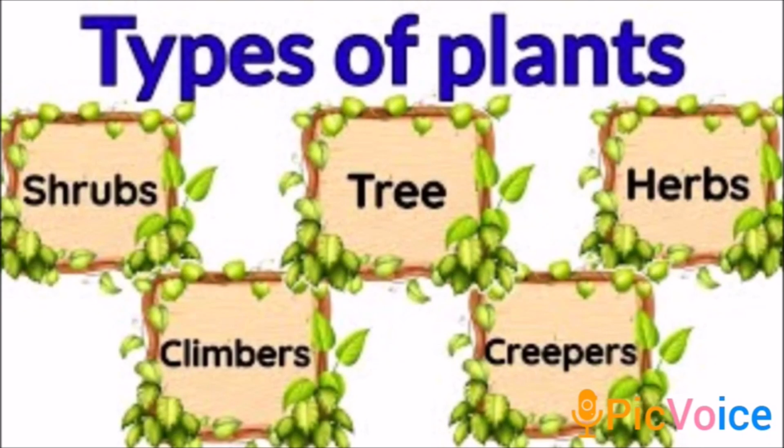Before going to the lesson, we are just going to see about the types of plants. There are many types of plants: trees, which are big, well-grown plants, and shrubs, herbs, climbers, and creepers. These are the types of plants. Now we are going to see them one by one with examples.